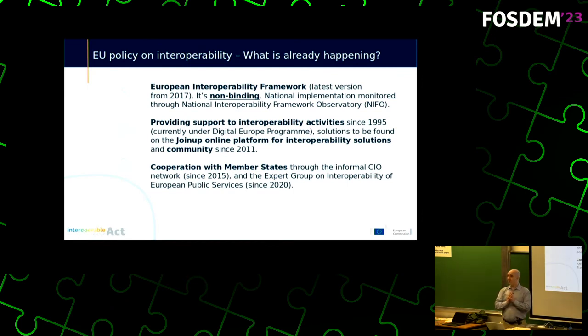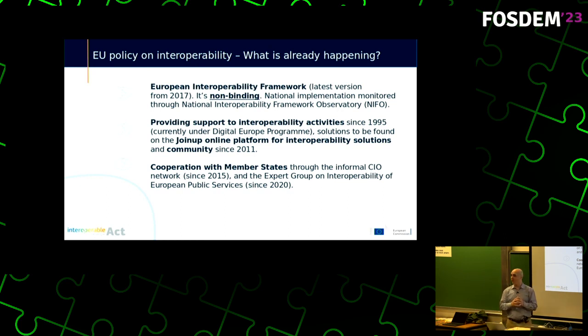So the current situation is that we have the European Interoperability Framework. This is the main piece of legislation. It's been updated a few times. The most recent version was updated in 2017. The main difference between this and what is being proposed at the moment is that the 2017 text is non-binding. So this works on the goodwill and cooperation between member states, but member states are not required to do anything through this system.